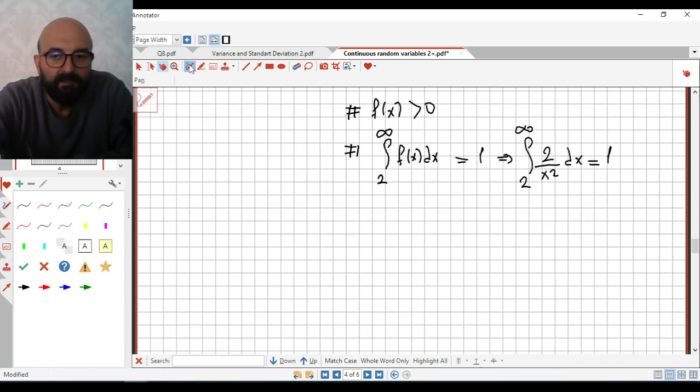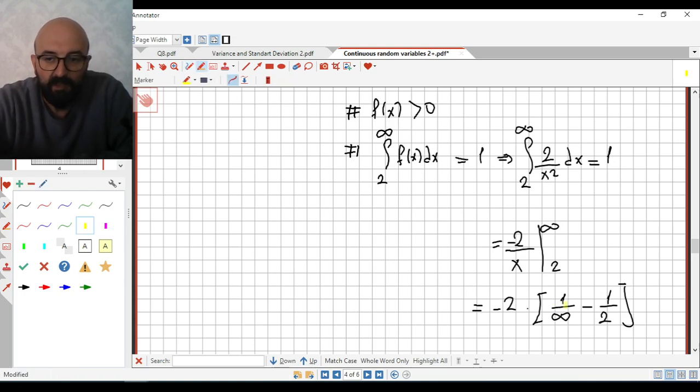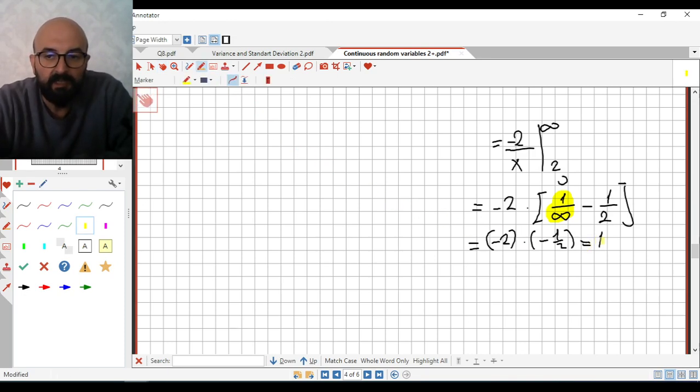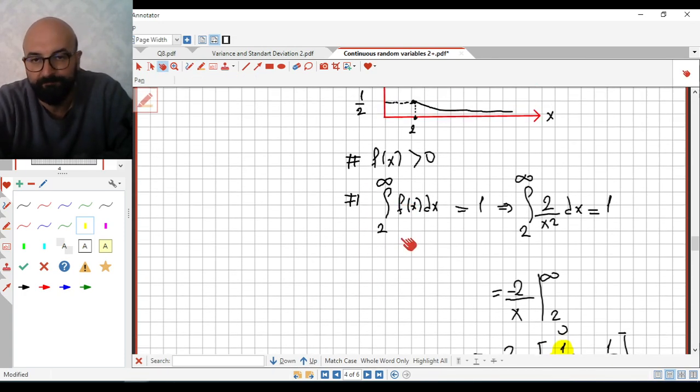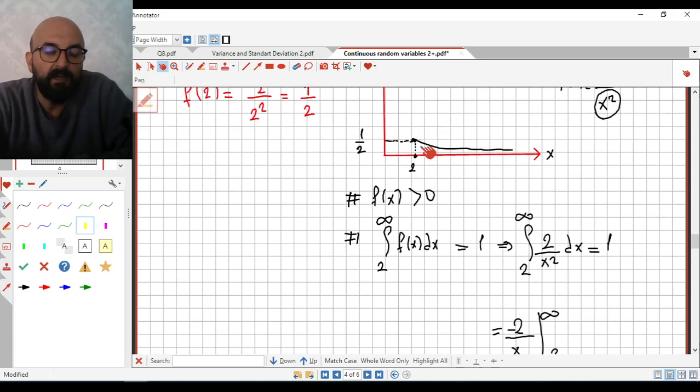And then we have negative 2 over x, from 2 to infinity. So it should be negative 2 multiplied by (1 over infinity minus 1 over 2). And please notice that 1 over infinity should be 0. So we have minus 2 multiplied by minus 1 over 2, which equals 1. This situation provides 1, so our function is a PDF, because to be a PDF the area under it should be 1.